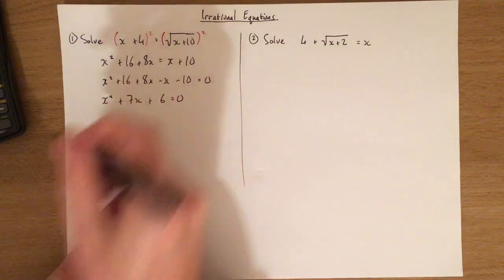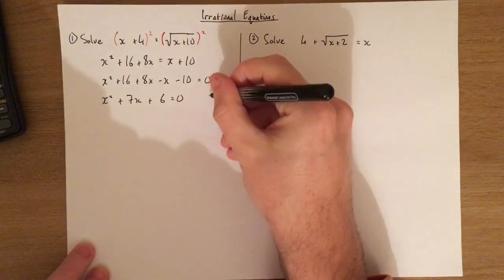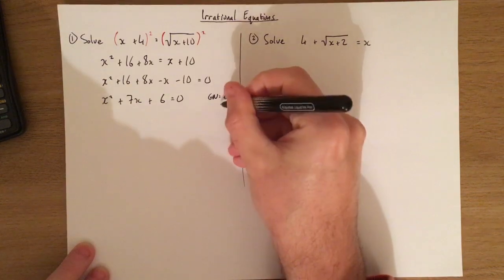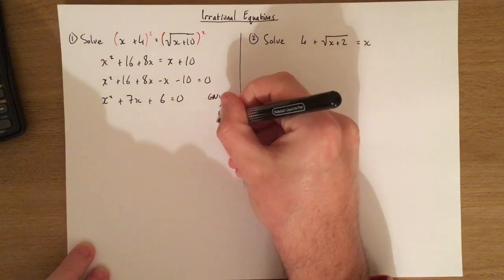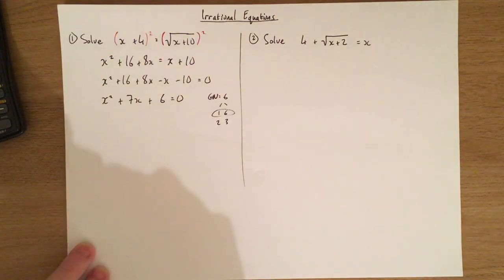So you can solve this however you like. Guide number, trial and error, minus b. I'm going to use guide number. So my guide number is 6. Factors of 6 are 1 and 6, or 2 and 3. I want them to add to 7. So I'm going to pick 1 and 6.